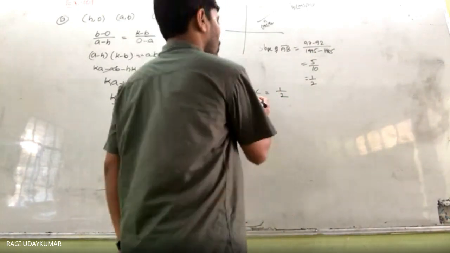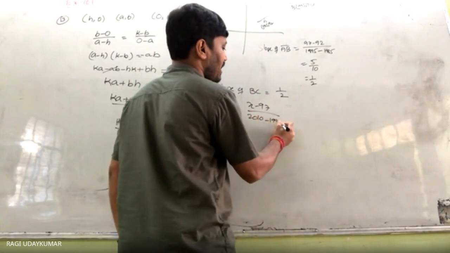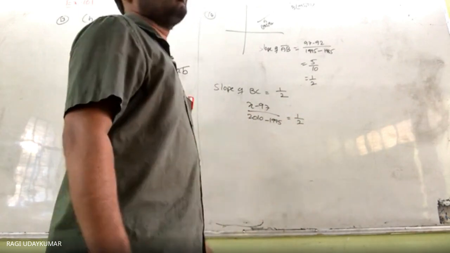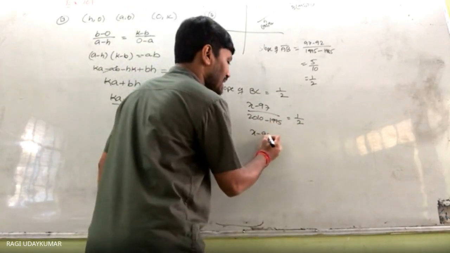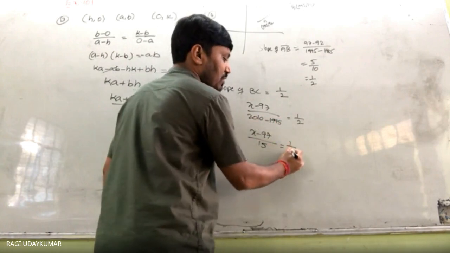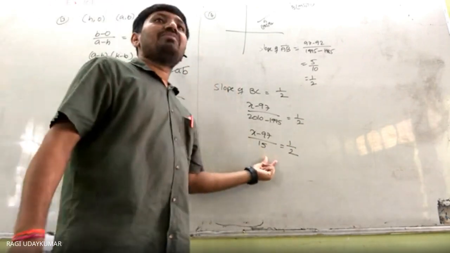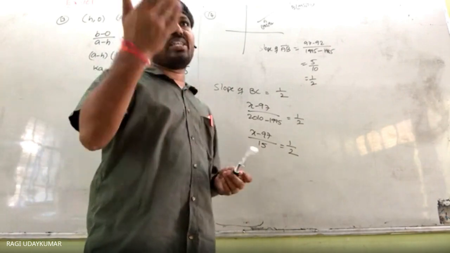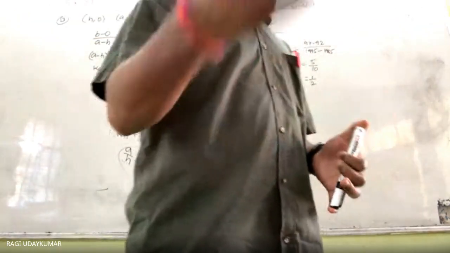Same line. So X minus 97 by 2010 minus 1995 is equal to 1 by 2. From this, you have to find the X value. Can you find it? Yes, sir. X minus 97 by 2010 minus 1995, which means 15, is equal to 1 by 2. So find the value of X here. Whatever X you get is the population of that particular year, 2010. In any year you can find it.